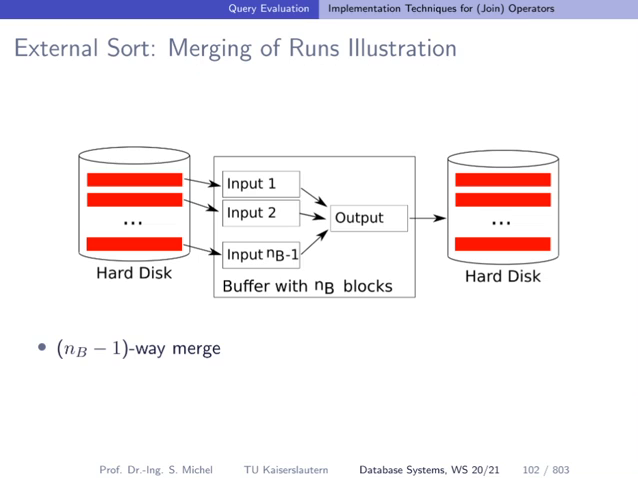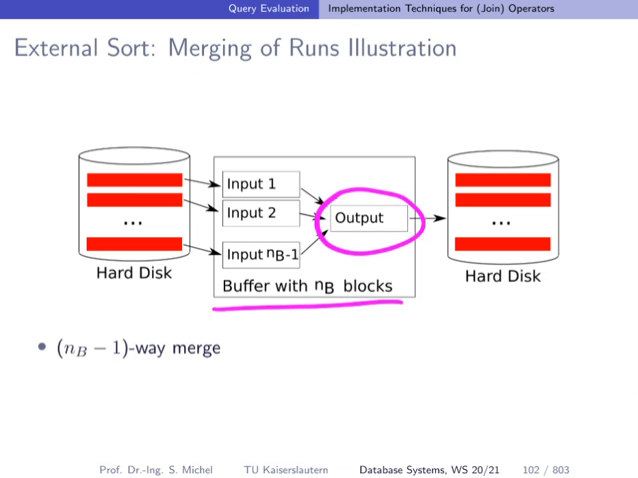Another illustration, we have files on hard disk. These files are our runs that we created in the initial sorting phase. And now we can read from every one of these runs, or from NB minus 1 to be precise, we can read one block. Here's one block for the output. So in total, the buffer is full with NB blocks.